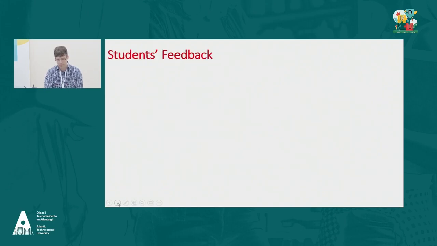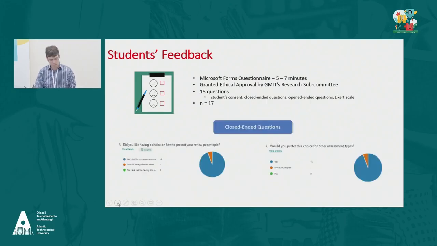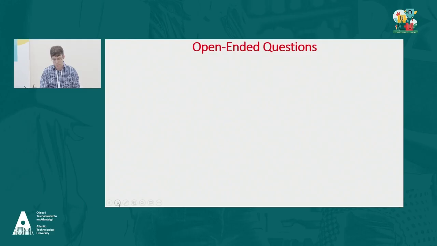So students' feedback then, for which I designed a questionnaire. I got ethical approval. There were 15 questions. There was consent in there from the students. There were open and closed-ended questions, and there was a Likert scale. I got 17 respondents to this. So two questions here. Did you like having a choice on how to present your review paper topic, and would you prefer this choice for another assessment type? 94% said yes.